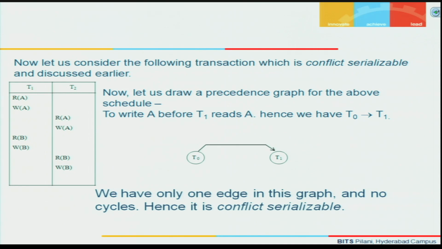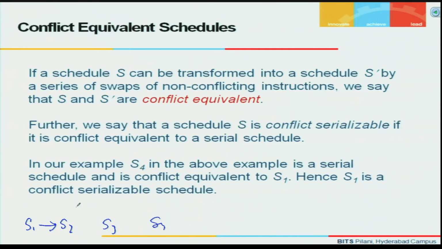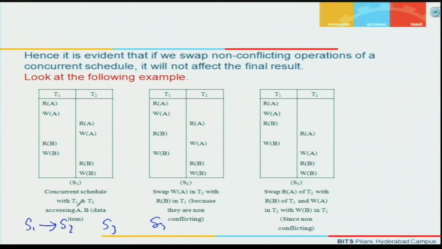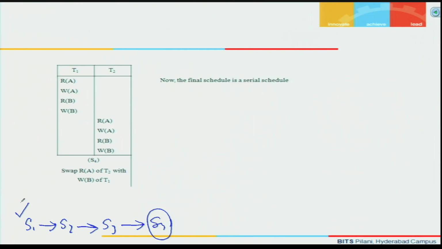Let us consider this schedule what we have considered in the first case, that is where I had S1, S2, S3 and S4. From S1, after swapping a pair, I could get S2, and that is there in this example. From S1 I could get S2, and from S2 I could get S3, and from S3 I could get S4 by series of swappings of non-conflicting pair of operations, and ultimately I could see that S4 was a serial schedule, hence I declared that S1 is a conflict serializable schedule.